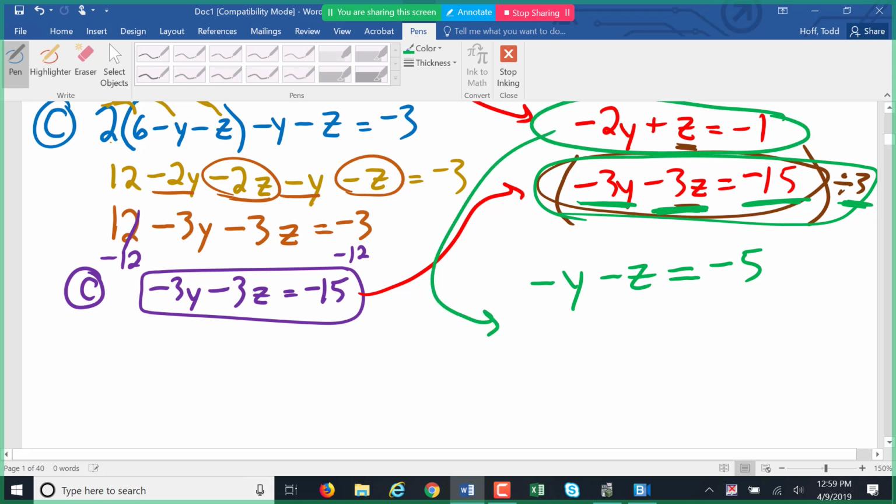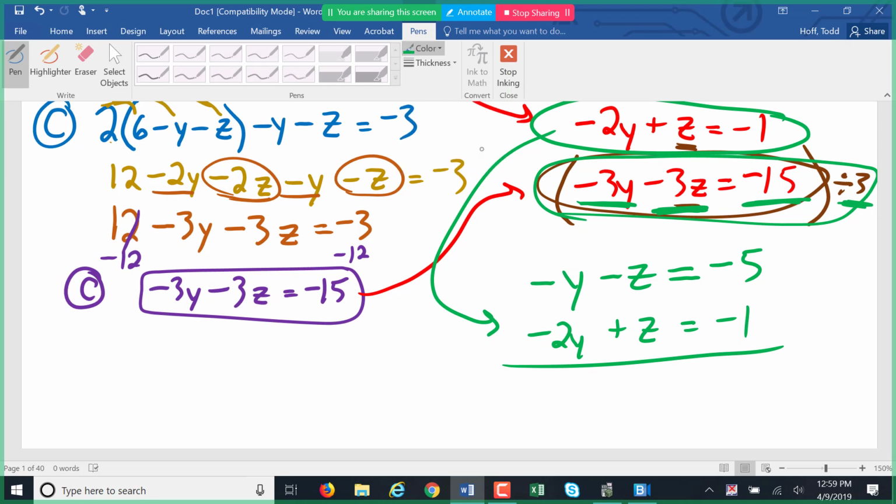This top equation, I'm going to leave it just as it is. I'm going to bring it down. So 2y plus z equals negative 1. So now I have a system of 2 variables and 2 equations, and I can solve that however I want to. I could use substitution. I could solve one of them for y or z, or this one is perfectly set up to use that addition method.